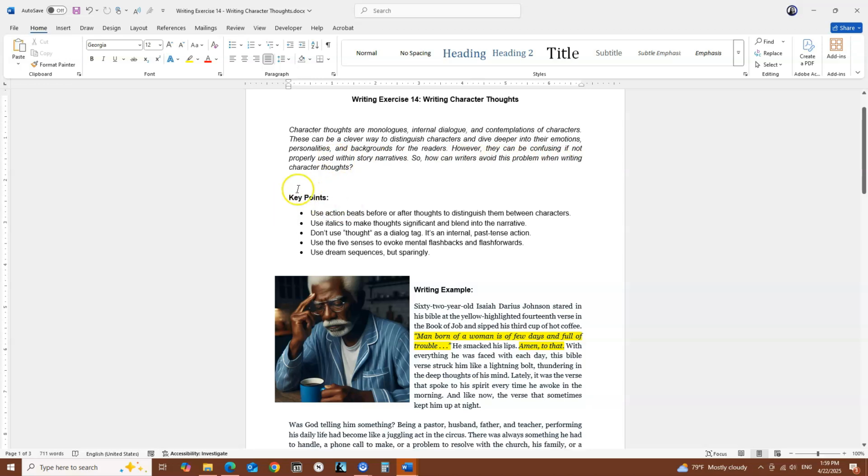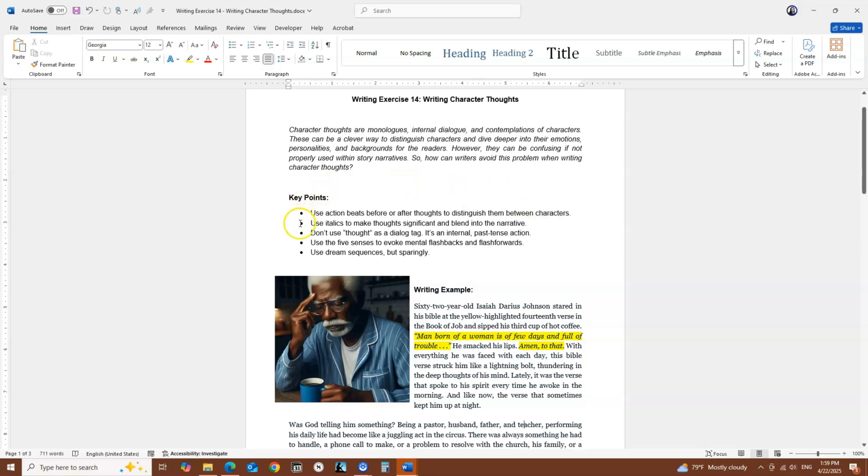So how can writers avoid this problem when writing character thoughts? I have here a couple key points that can be helpful for writing character thoughts. The first is to use action beats before or after thoughts to distinguish them between characters. This can allow you to let readers know what thoughts belong to who within different types of scenes.